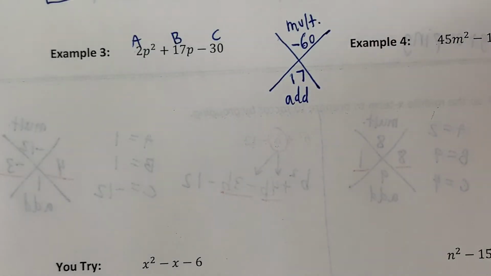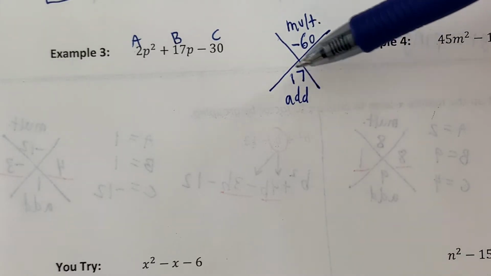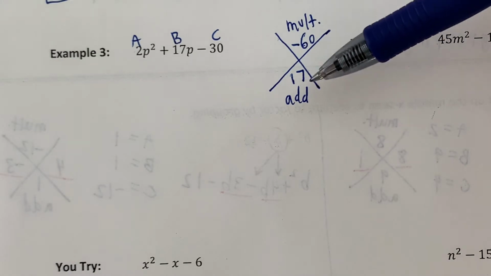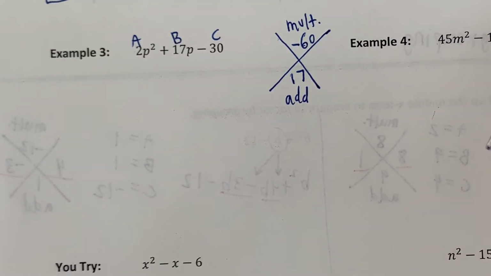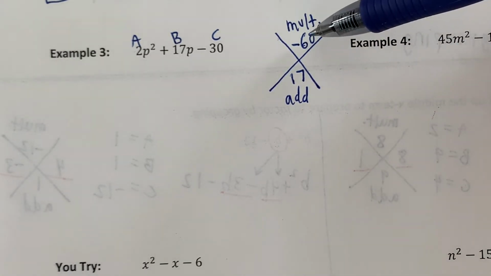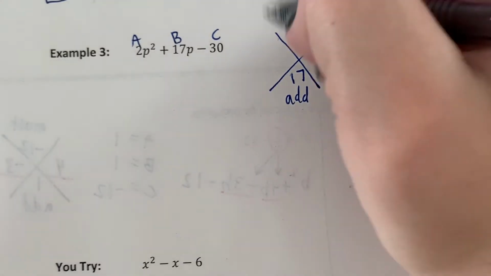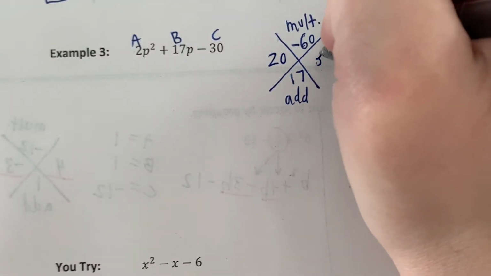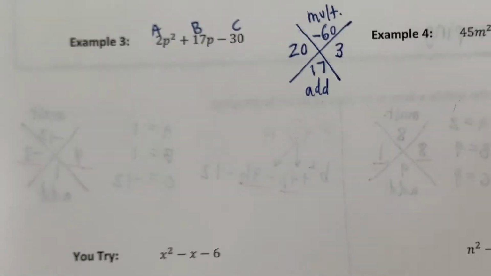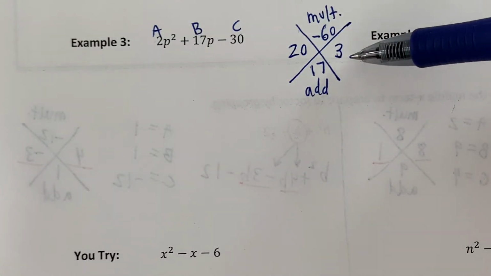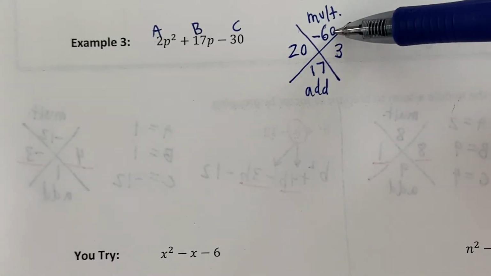So I need to start thinking of multiples here. I know 10 and 6 multiply to 60, but there's no way I'll be able to add those, even considering the negative, to get 17. Other numbers that multiply to 60, I think of like 20 and 3. Yes, and there's a way I'll be able to manipulate those to add to 17. So the numbers are going to be 20 and 3, but one of them has to be negative if it's going to multiply to a negative 60.